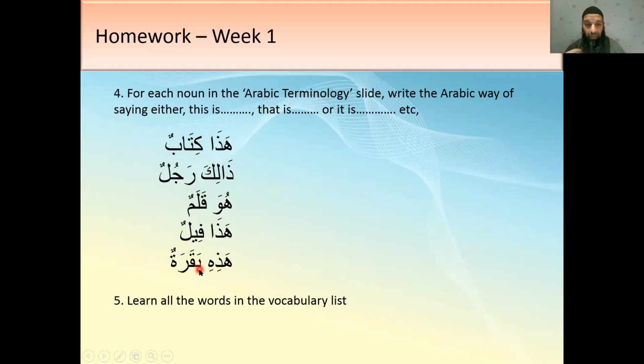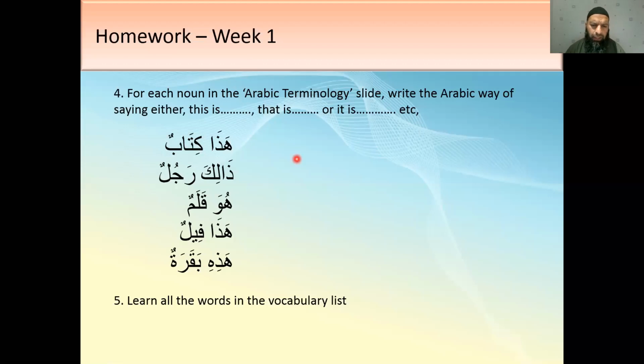And the last one, there was only one here that was feminine. Maybe I should put a few more feminines in. Okay, but baqaratun is feminine because of the ta marbuta. So on this one, you have to write hadihi, tilka, or hiya. Is that good? Everybody happy with that? Yeah.